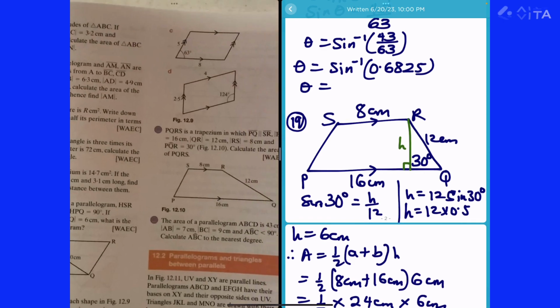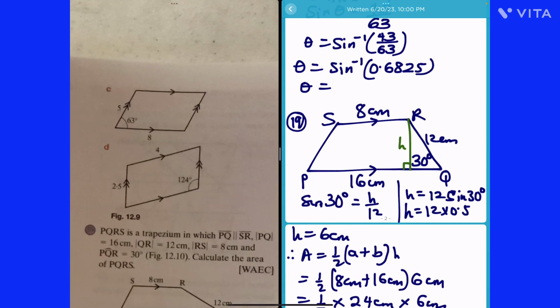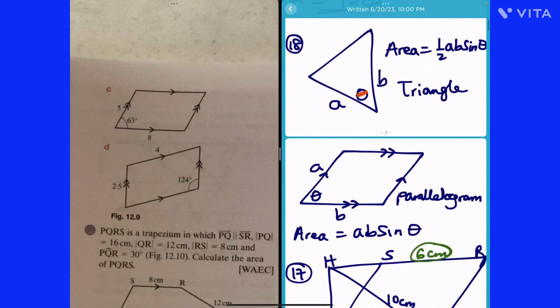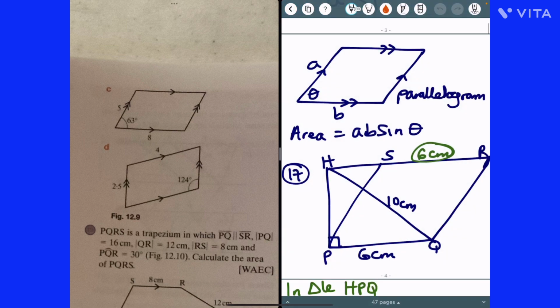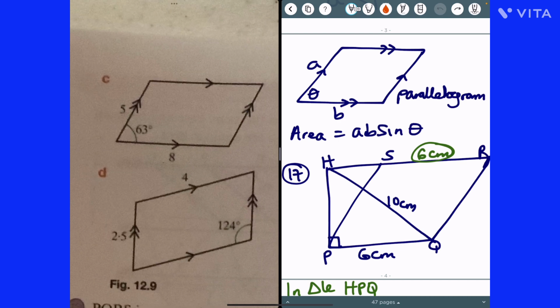Question 19. Okay, there are more questions in 18. For C, the area of the parallelogram will be AB sine theta. Area of a parallelogram is the product of the 2 adjacent sides times the sine of the angle between them. So the area of this parallelogram is going to be 5 times 8 times sine 63. But take note, you must write this formula down first. So area is AB sine theta. You now substitute 8 times 5 times sine 63 to get your answer.